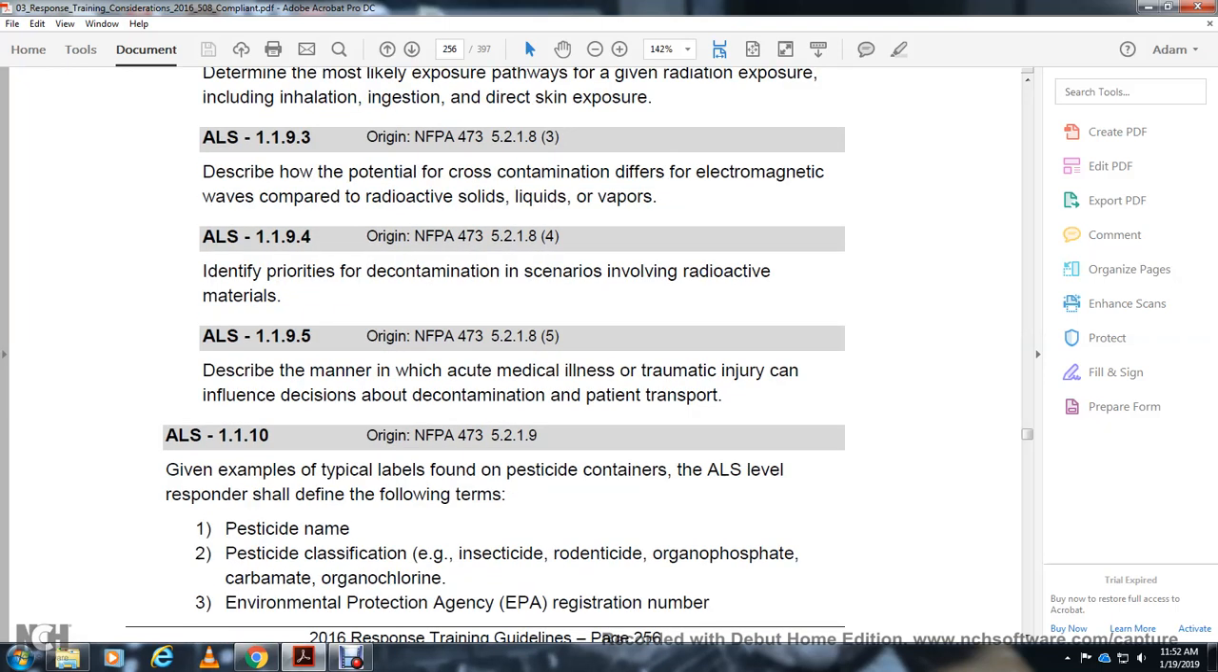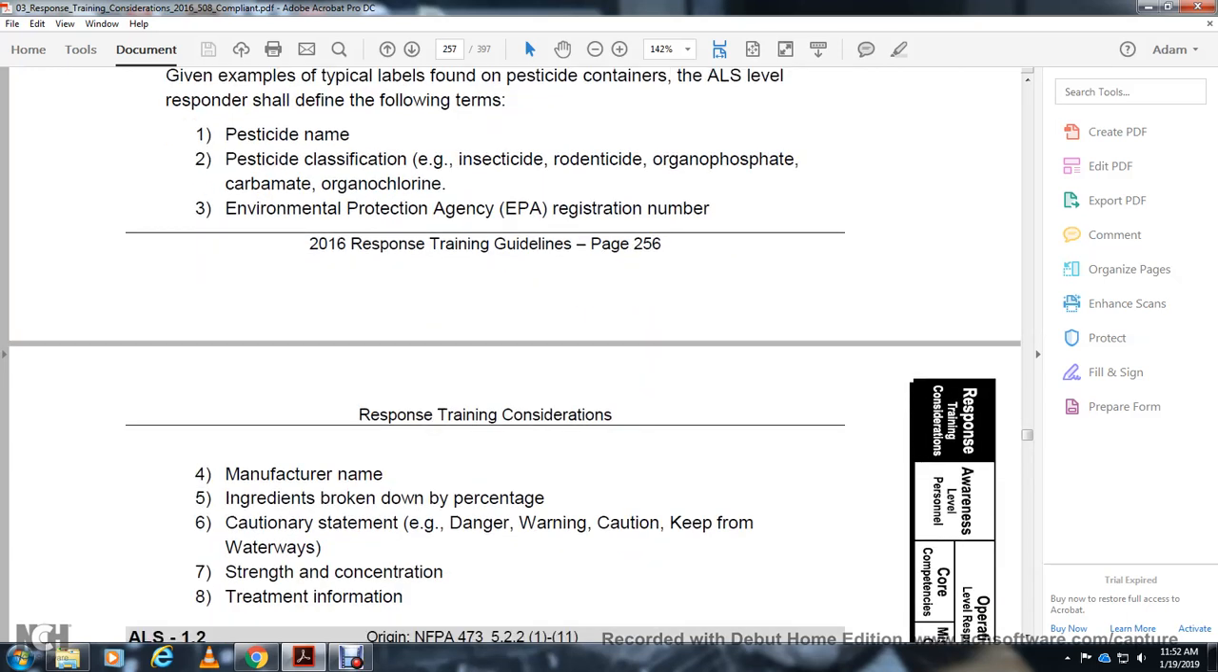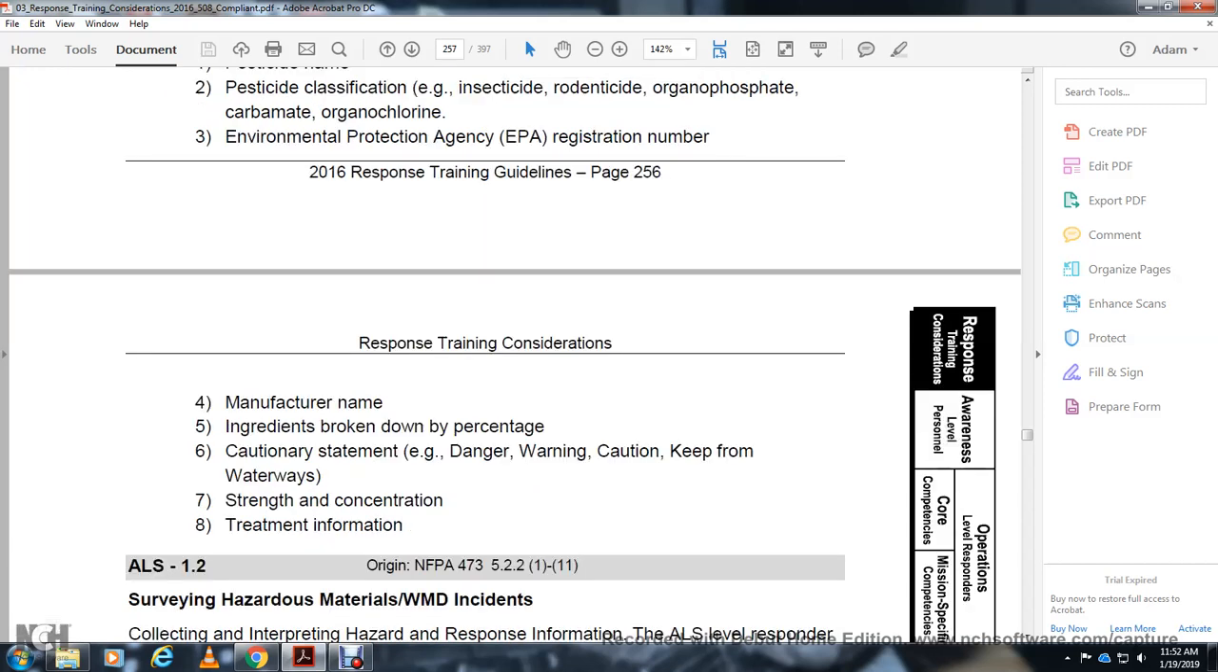Give an example of a typical pesticide container. Advanced level of life support responders should define the following: pesticide name, pesticide classification, insecticide, rodenticide, organophosphate, carbamate, organochlorine, Environmental Protection Agency registration of the manufacturer, ingredients broken down by percentage, cautionary statements of danger, warning, caution, keep from waterways, strength of the concentration, and treatment information.